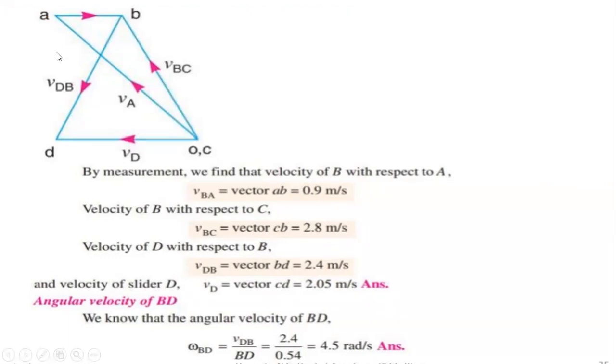So we need to take the scaling on both the diagrams. Whether we draw a velocity diagram or an acceleration diagram, we have to take the scaling, and the measurement should be taken according to the scale. Next, the velocity of D with respect to B, that is vector BD, by measurement is obtained as 2.4 meters per second.